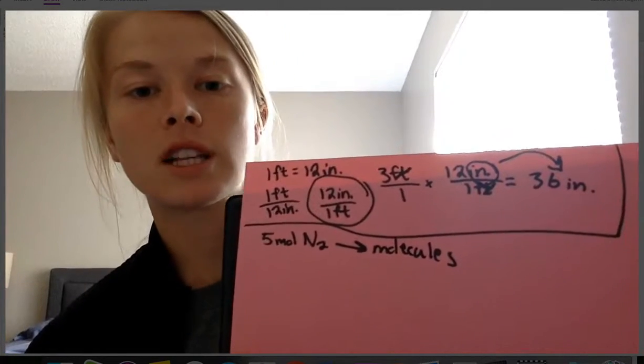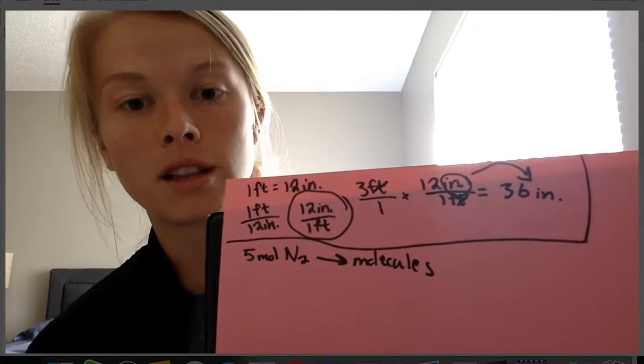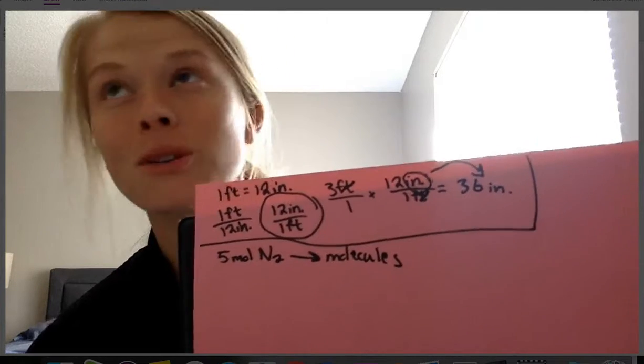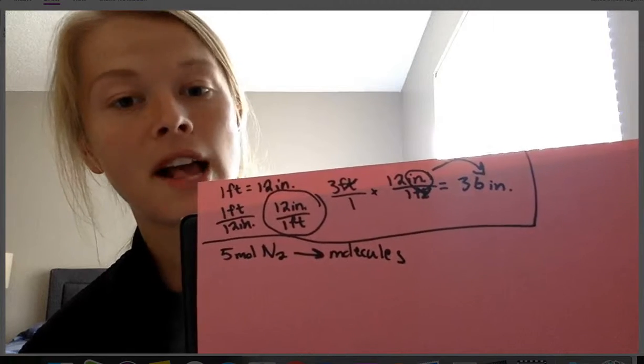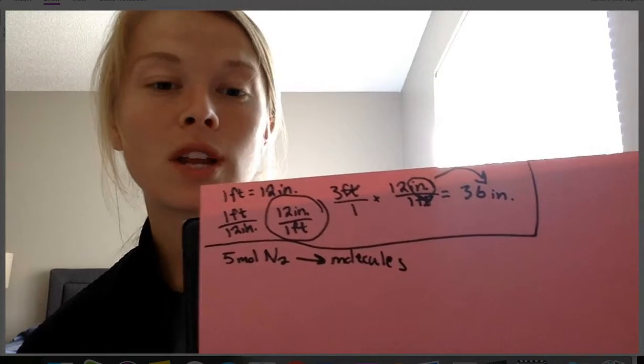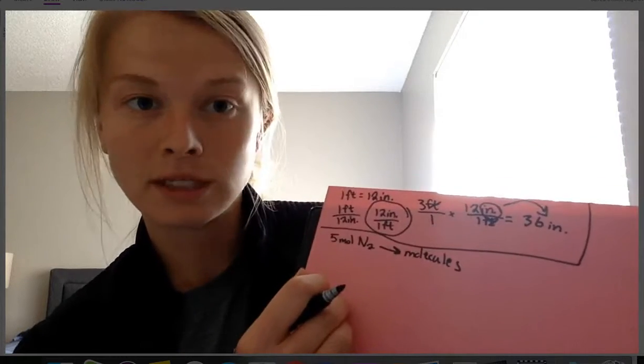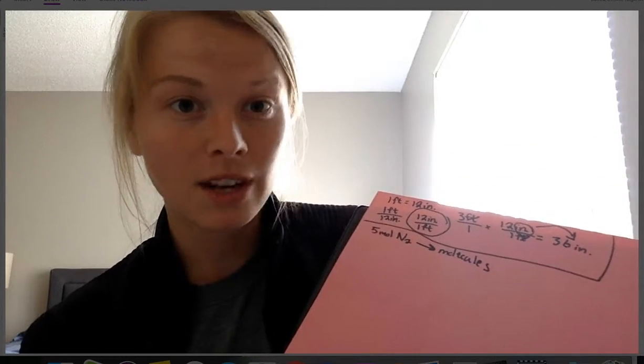All right, so I'm trying to convert this 5 moles of N2 to molecules using our 6.022 times 10 to the 23rd, also known as Avogadro's number. So in this case, my unit conversion is going to be the number of molecules in 1 mole. So, like we said, that's Avogadro's number.